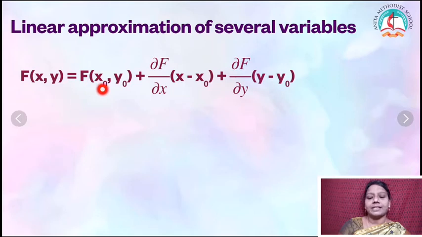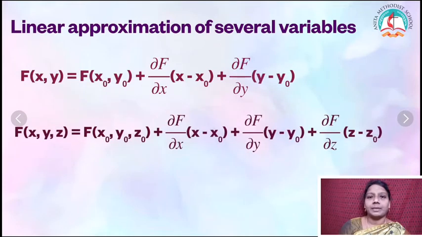Okay, so now suppose I have two variables x and y. Then f of x naught comma y naught plus, since I have two variables, what do I have to do? I have to do differentiation, that is partial differentiation. So, dou f by dou x into x minus x naught plus dou f by dou y into y minus y naught. When will this happen? If I have only two variables.